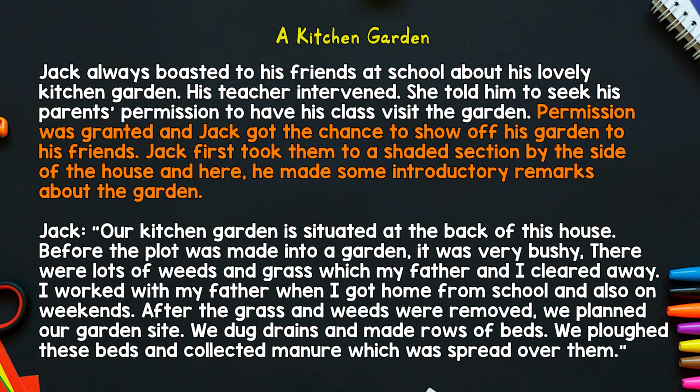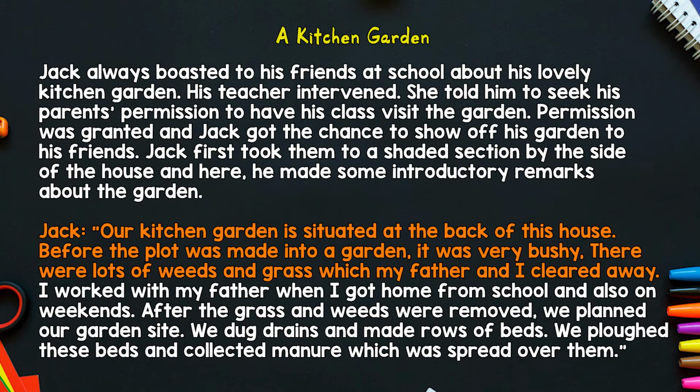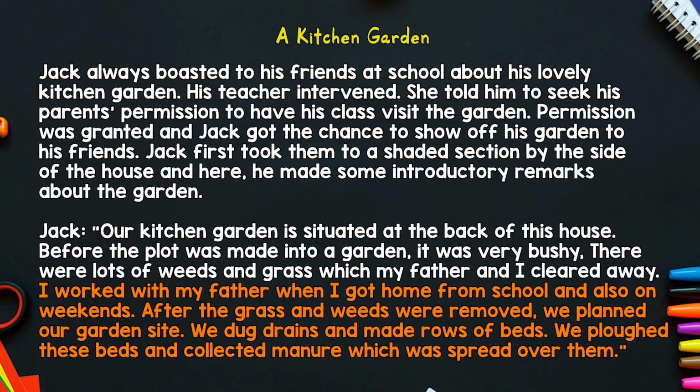Jack: Our kitchen garden is situated at the back of the house. Before the plot was made into a garden, it was very bushy. There were lots of weeds and grass, which my father and I cleared away. I worked with my father when I got home from school and also at weekends. After the grass and weeds were removed, we planned our garden site. We dug drains and made rows of beds. We plowed those beds and collected manure, which was spread over them.